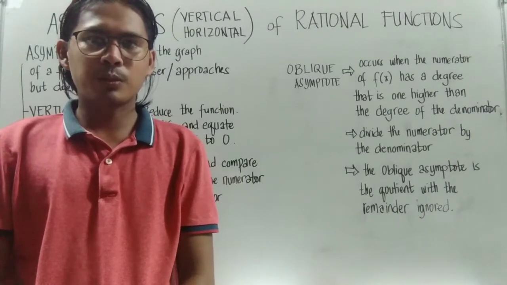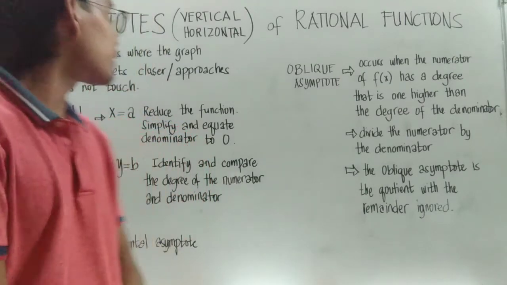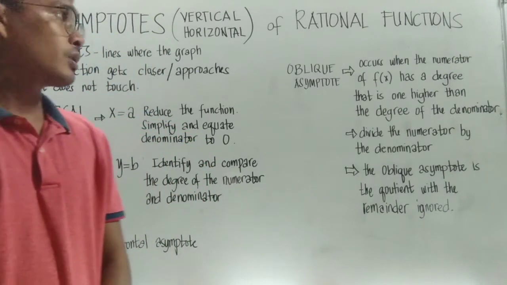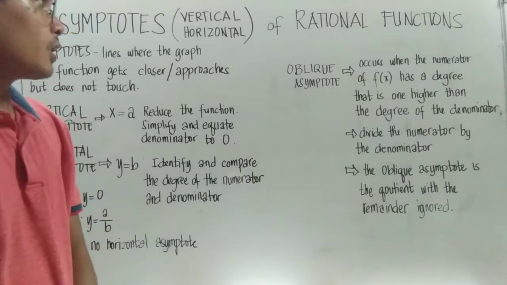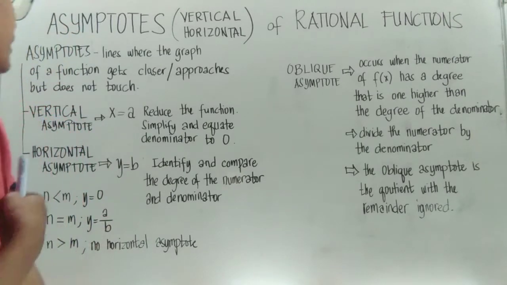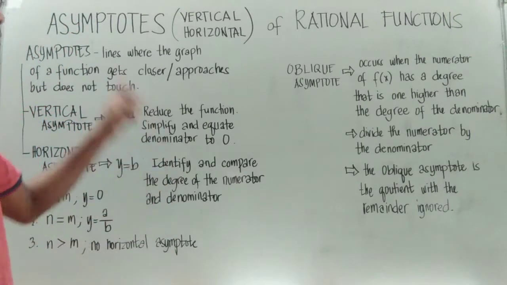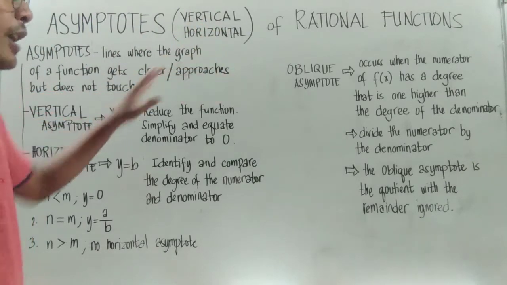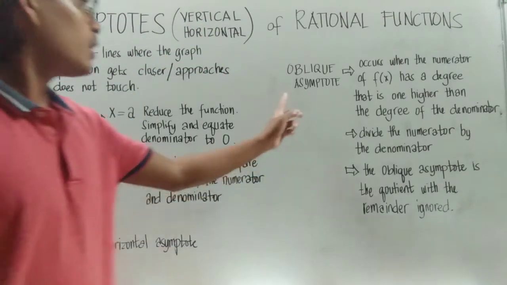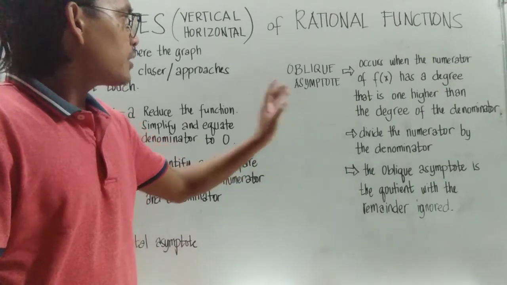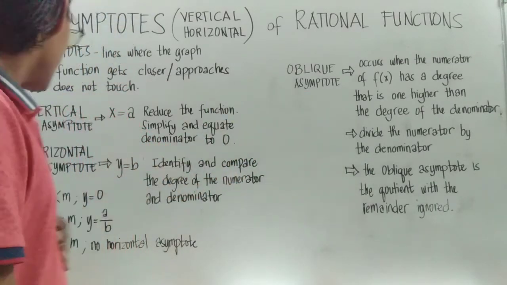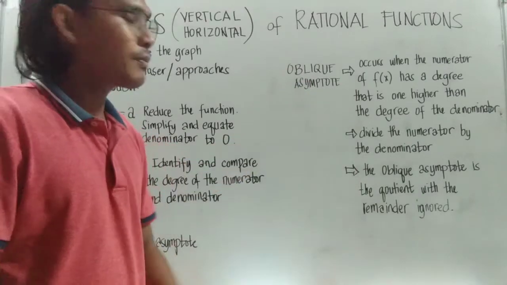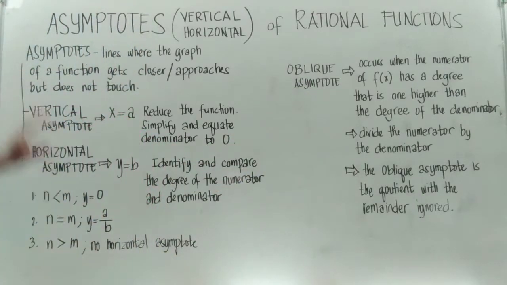So in this video, we will learn how to solve for the asymptotes of rational functions. Asymptotes of rational functions can be vertical and horizontal, and sometimes we can also see an oblique asymptote. So let us discuss the definition of asymptotes.